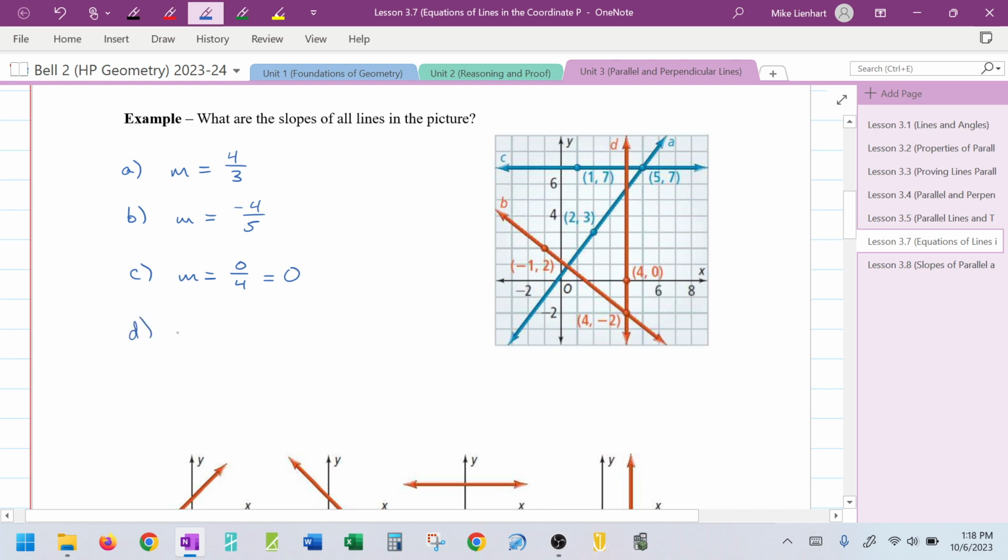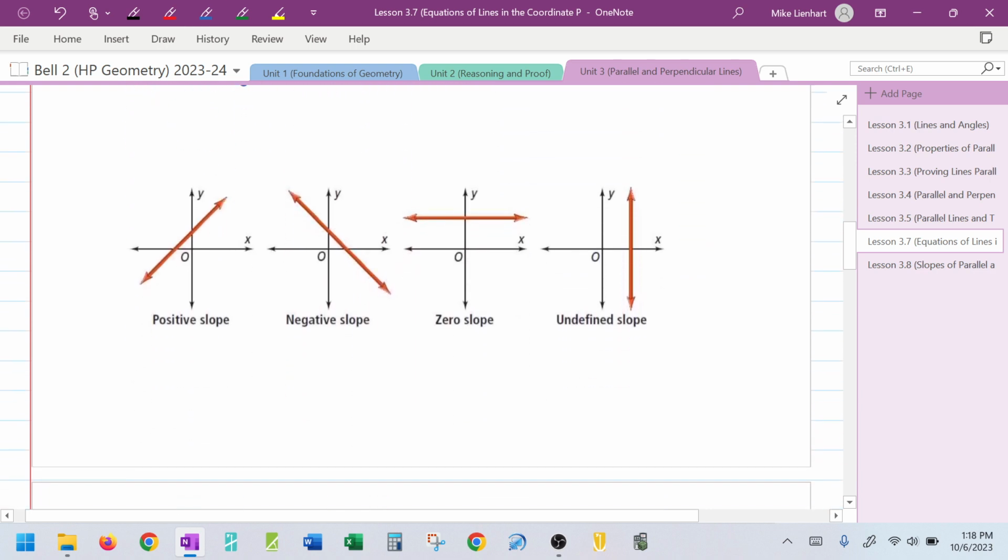Line D, to find its slope, I'm going to use this vertical line that says go from this point to this point, either down or up, it doesn't really matter. Okay, I know from here I'm going to rise 1, 2, but then I don't run at all. So if I rise 2 and I don't run, I know that this slope is known as an undefined slope. All right? So there are those 4 slopes we found: a positive slope, a negative slope, a 0 slope, and an undefined slope.